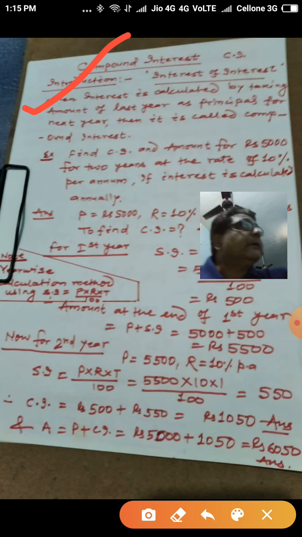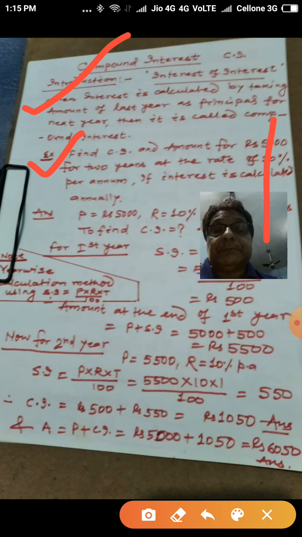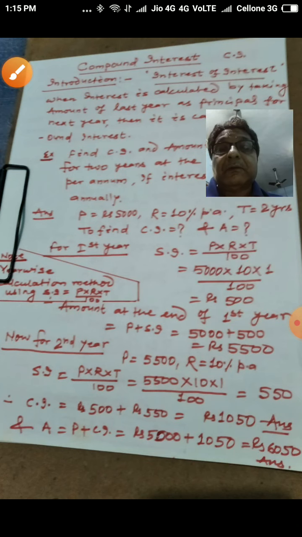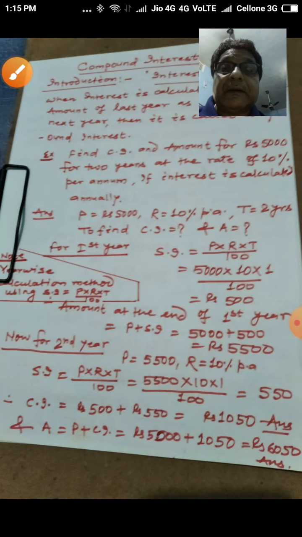So better we will take one example here. See, one question is, find compound interest and amount for rupees 5,000 for 2 years at the rate of 10% per annum if interest is calculated annually. Okay, so you can now write the data, what is called the structure of the question. So what things are given here?